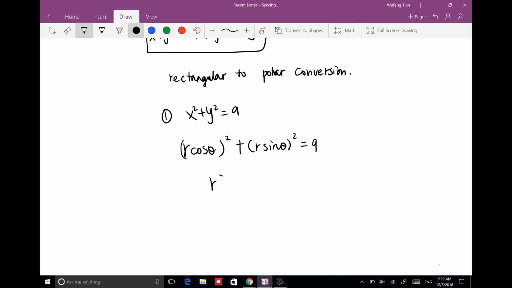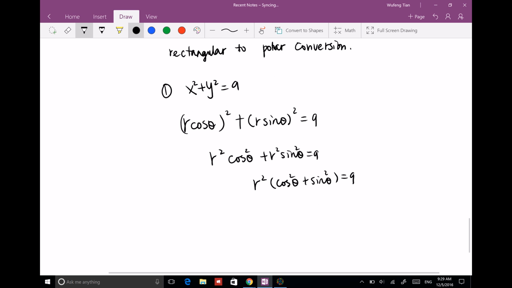r squared cosine squared theta plus r squared sine squared theta equals 9. Because r squared factors out, you have r squared times cosine squared theta plus sine squared theta equals 9. So you got r squared equals 9, and you got r equals 3, which is a circle. It's a circle, and this is a circle as well. My center is 0, 0. r equals 3. All right.